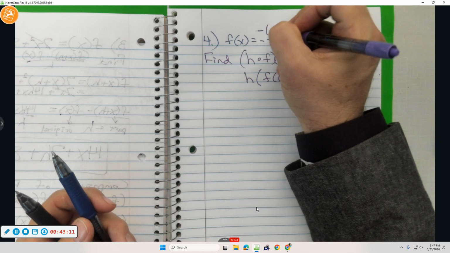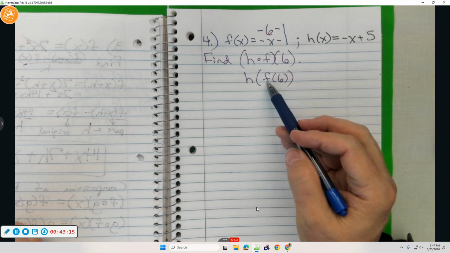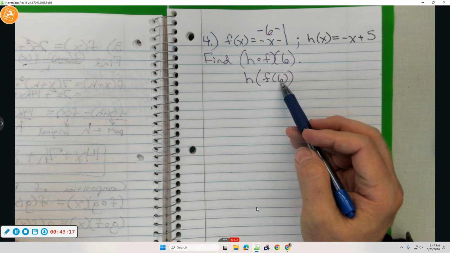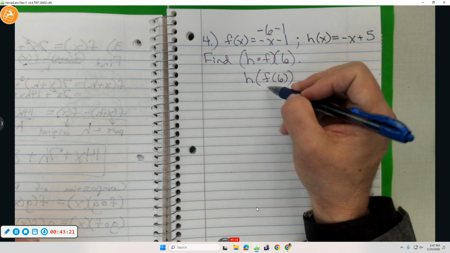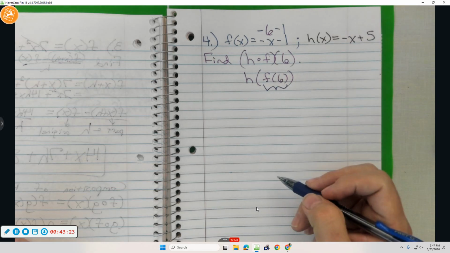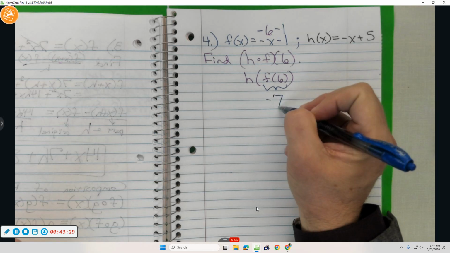6 minus 1. Here's my scratch work. I've gone to f, I plugged in a 6. That gave me a negative 6 minus 1. What is f of 6 reducing to? Negative 7, I agree.